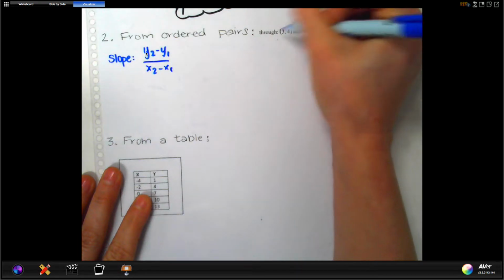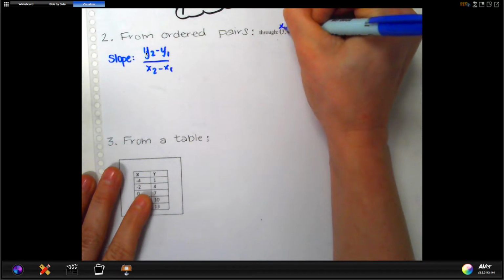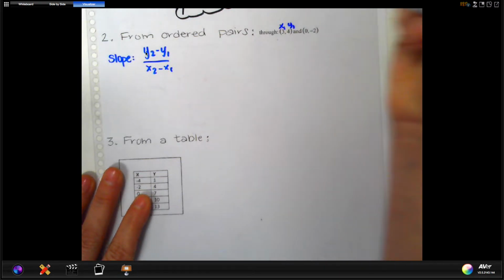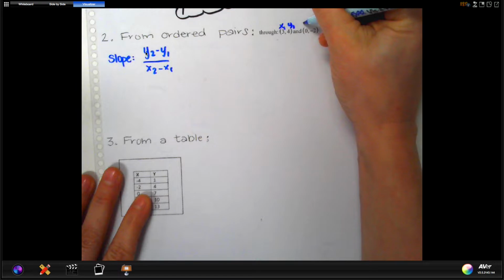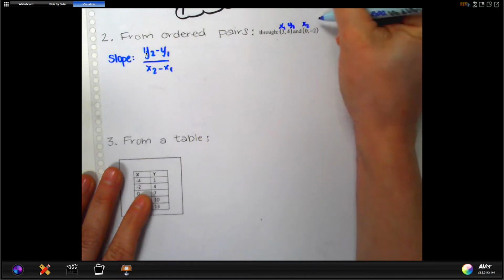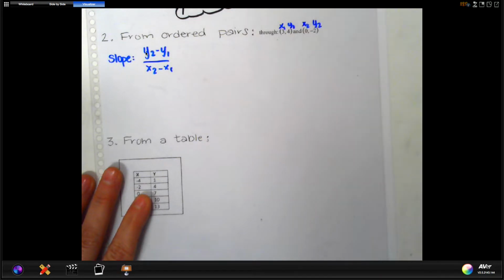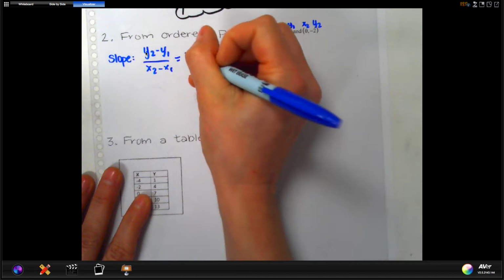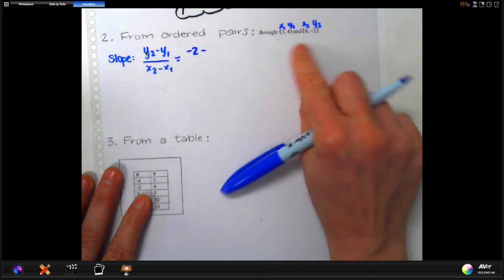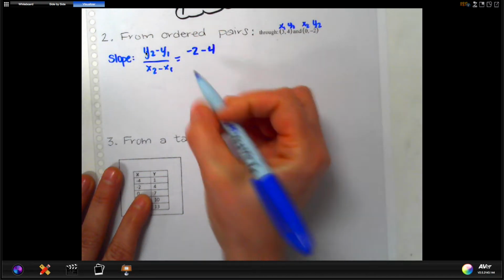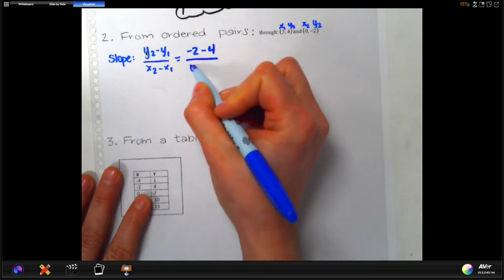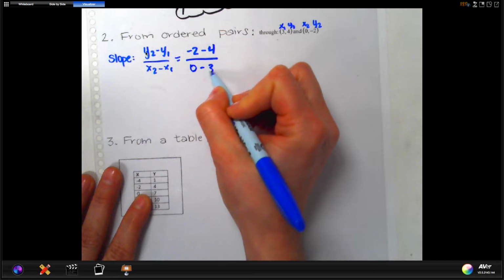So if you have two ordered pairs, this is x1 because it is your first x value. This would be y1 since that's your first y value. This is x2 because it's the second one, and y2 because it's the second ordered pair. And then you plug in the values according to your formula. So y2 would be negative 2 minus y1, 4, would go on the top. The bottom would be x2, which would be 0, minus x1, which would be 3.